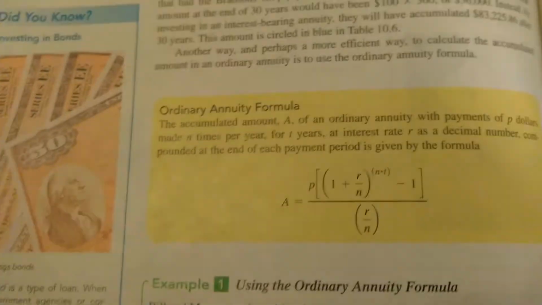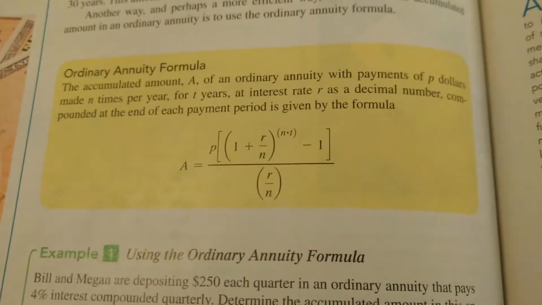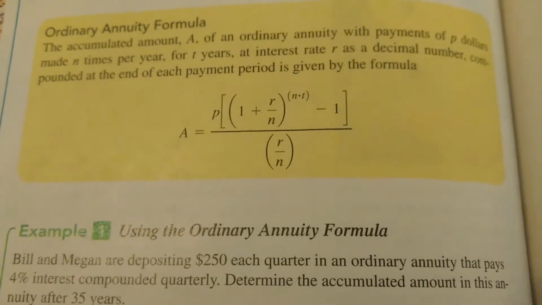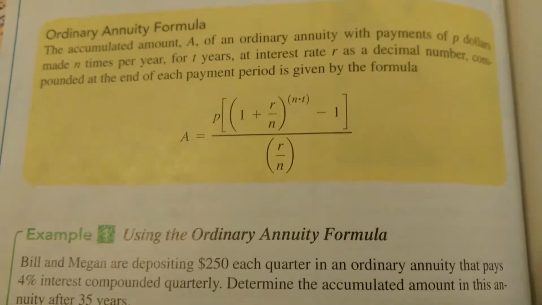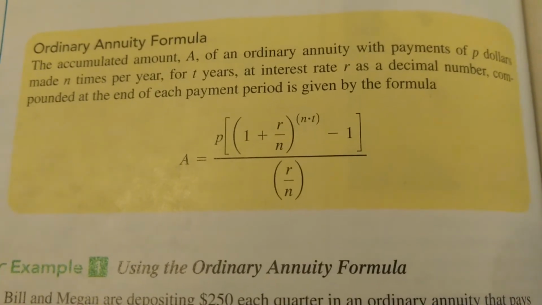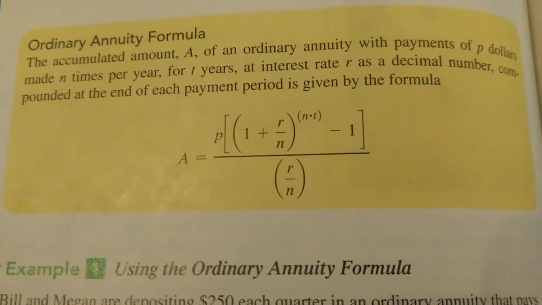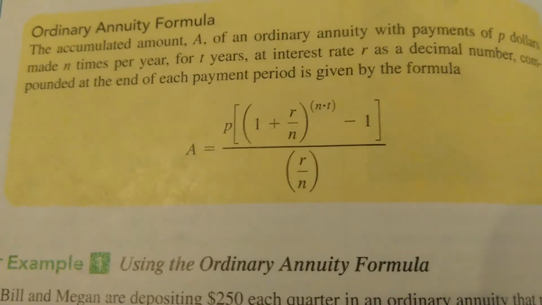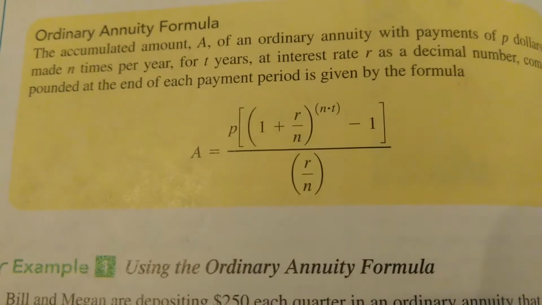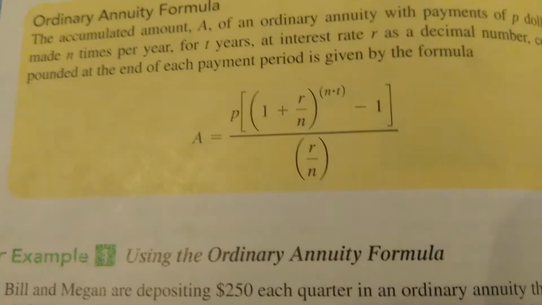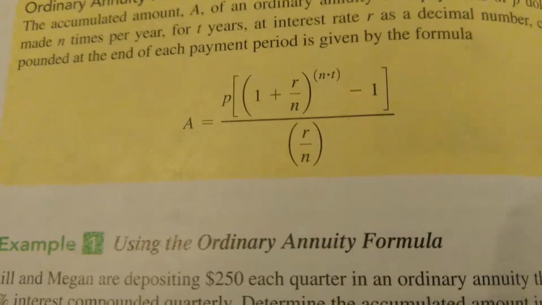This is the formula for an ordinary or fixed annuity, where A is the amount in the annuity, P represents the amount of money that you're going to pay, N represents the times per year, T represents how many years, and of course R is the interest rate.